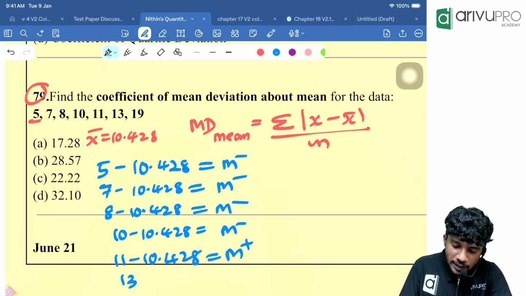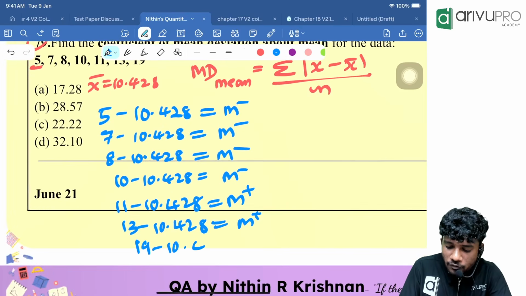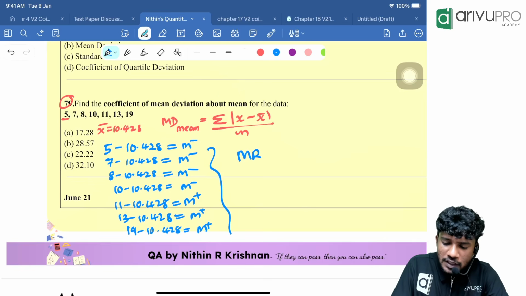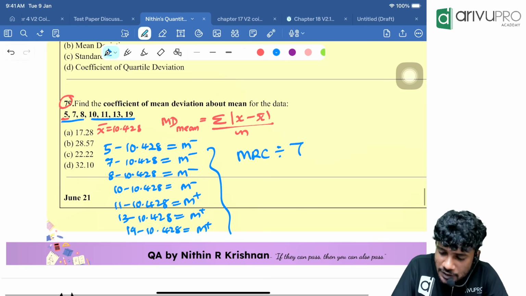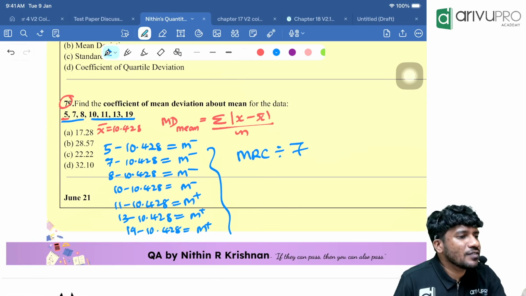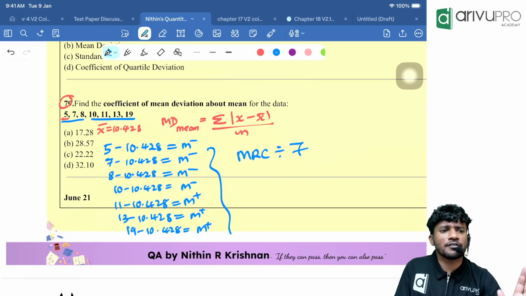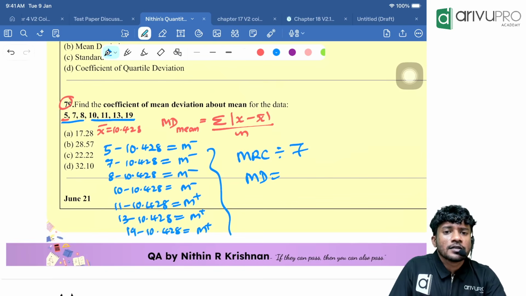Then 13 minus 10.428 positive value, M plus. Finally 19 minus 10.428 positive value, M plus. Finally, MRC divided by N. How many terms are there? 7 terms. So what is the mean deviation on your calculator? Some value you will get.